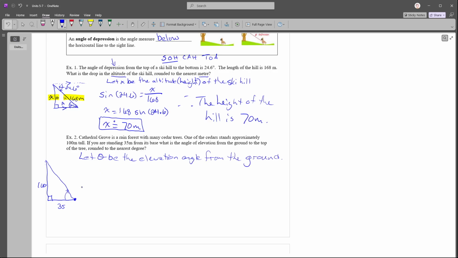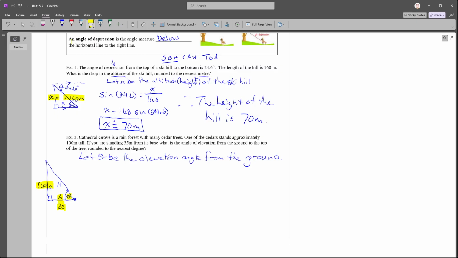There we go. So now, since this is our reference, there's our theta, this is our reference angle, let's fill out what we can. So let's label our triangle. Our opposite is over here at the 100, our adjacent is down here at the 35, and our hypotenuse is our hypotenuse of the triangle, of course. So what do we have? What are we looking for? Well, we're looking for the angle. We have the opposite, and we have the adjacent.